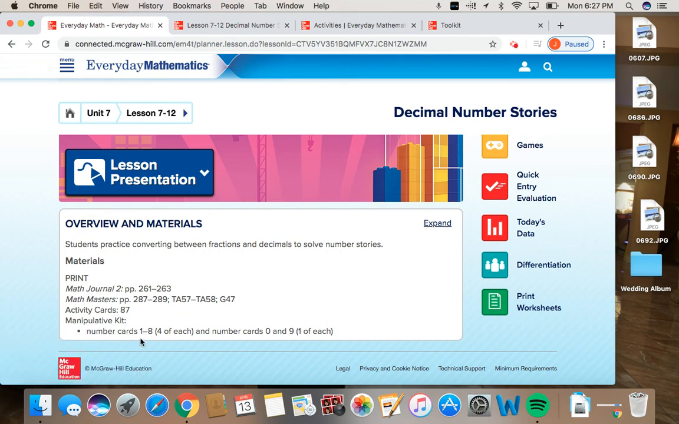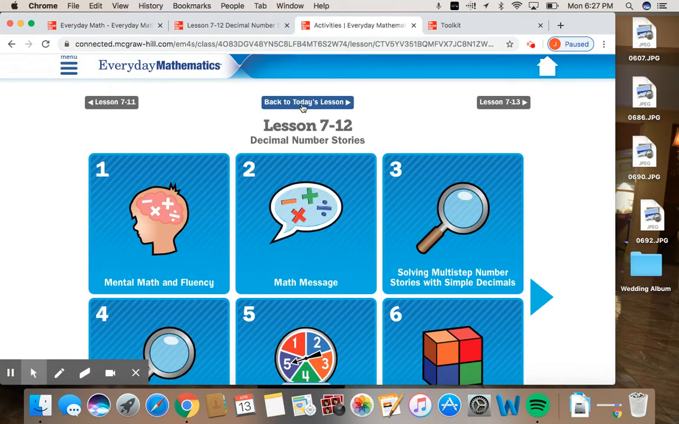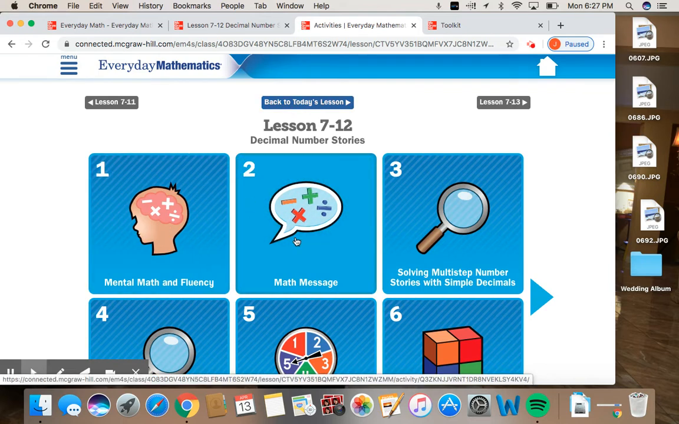Hello, everyone. Today we're going to be doing lesson 712, decimal number stories. So we're going to practice converting between fractions and decimals to solve number stories. So let's go ahead and click on your screen for today, and we're going to go straight into the math message. So go ahead and click on the math message.